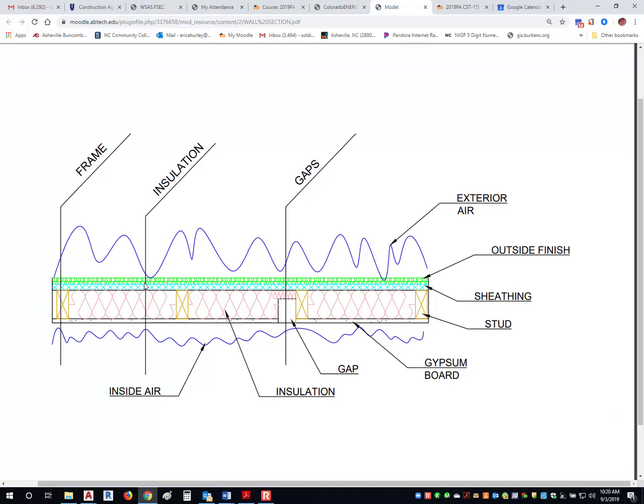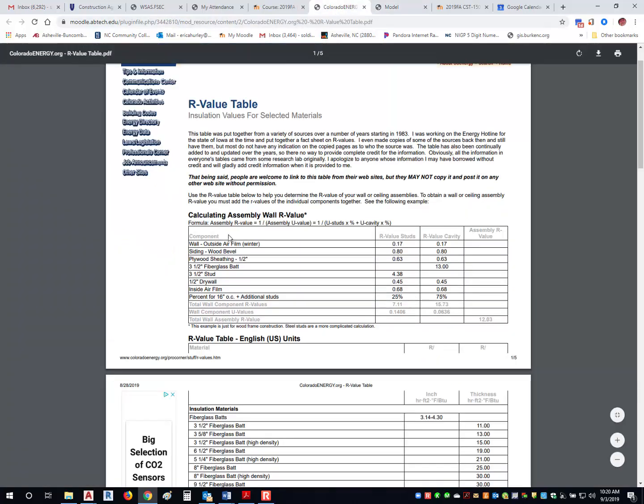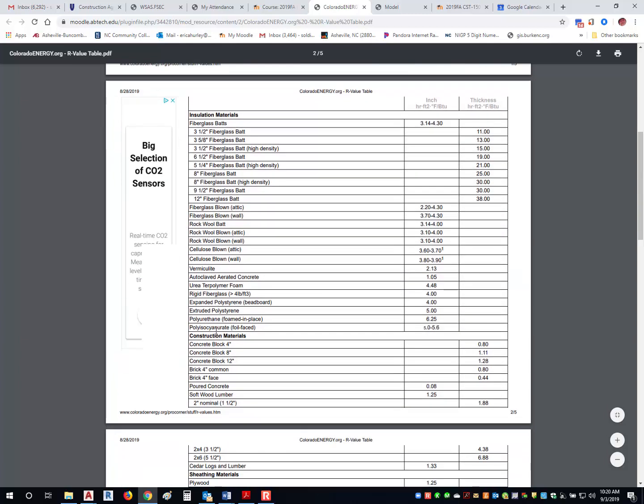exterior air, outside finish, sheathing, the cavity itself, which is going to be filled full of insulation, gypboard, and inside air. The gaps is going to be exterior air, outside finish, sheathing, very little insulation. So this section here is going to be a very small number, and then drywall. Even though I don't show it through there, we will count the drywall at this point and the interior air film. So that kind of gives you a rundown of what this is, and so we have to fill in all of these numbers here.